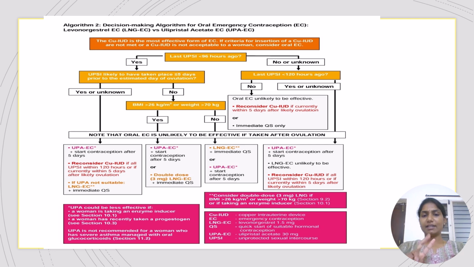First is Copper-T, next is UPA, next is levonorgestrel, in the same order. If it is 120 hours, it is Copper-T and UPA. If it is 72 hours, it is LNG. From 72 to 96 hours, LNG might work, but it is not very sure. But after 96 hours, there is least efficiency of LNG because it cannot act after the LH surge. So within 5 days of UPSI, Copper-T or UPA can be given, but only within 3 days can we give levonorgestrel.